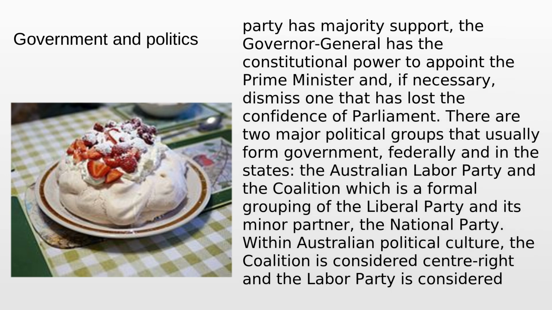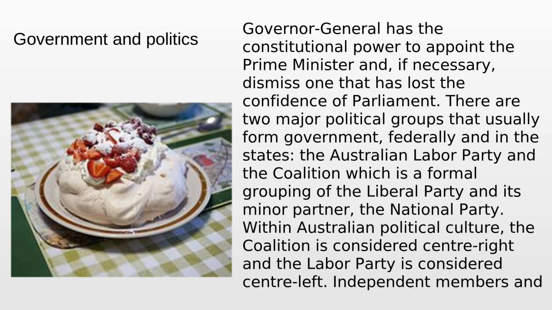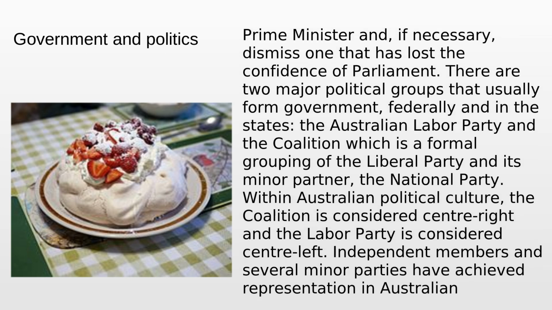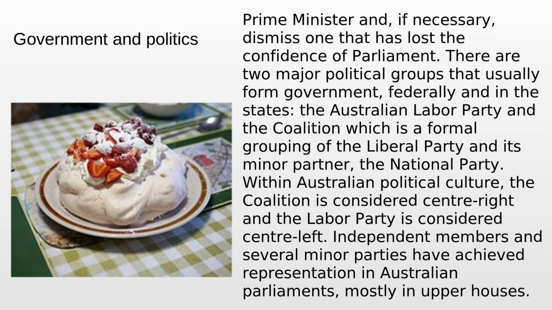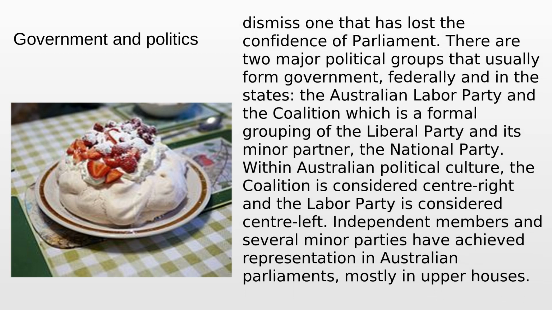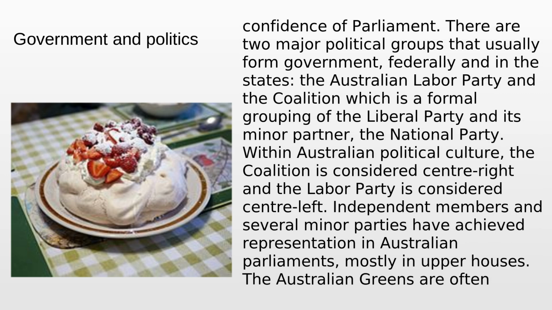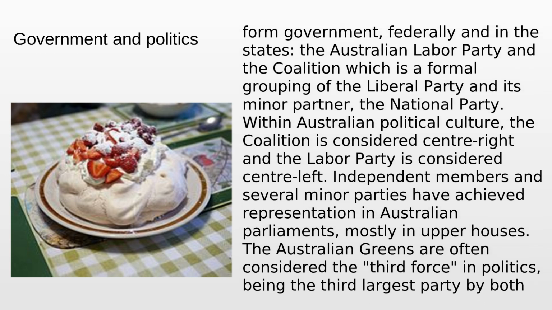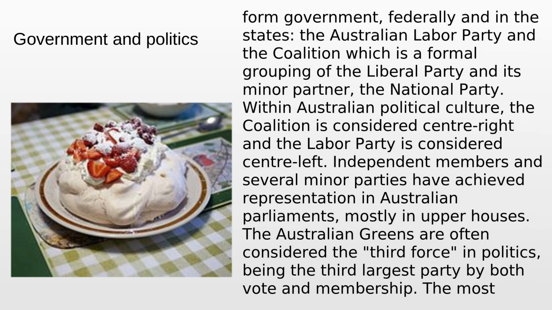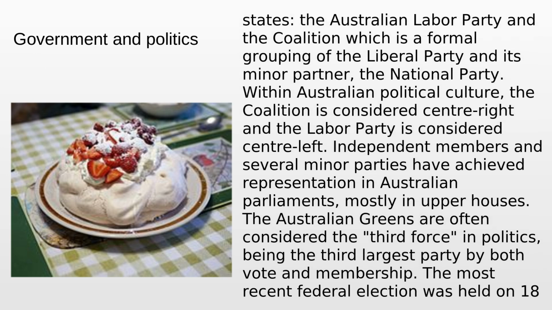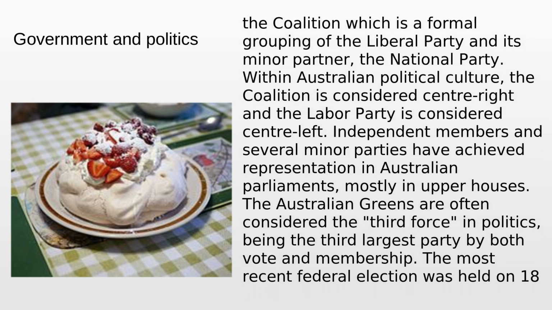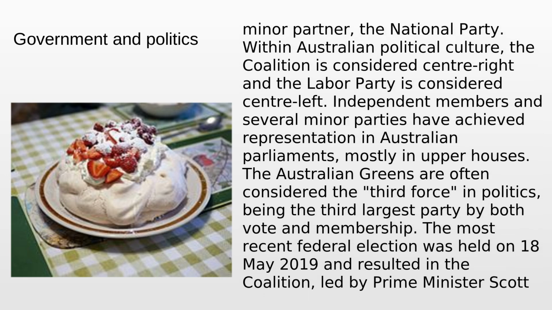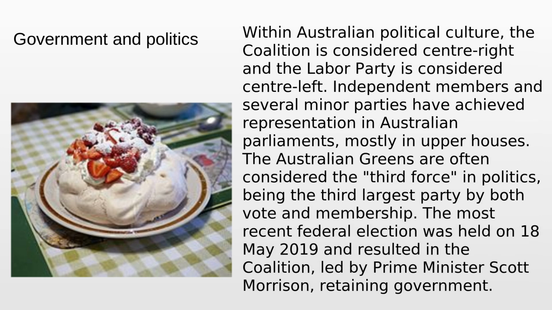There are 2 major political groups that usually form government, federally and in the states: the Australian Labor Party and the Coalition, which is a formal grouping of the Liberal Party and its minor partner, the National Party. Within Australian political culture, the Coalition is considered centre-right and the Labor Party is considered centre-left. Independent members and several minor parties have achieved representation in Australian parliaments, mostly in upper houses.